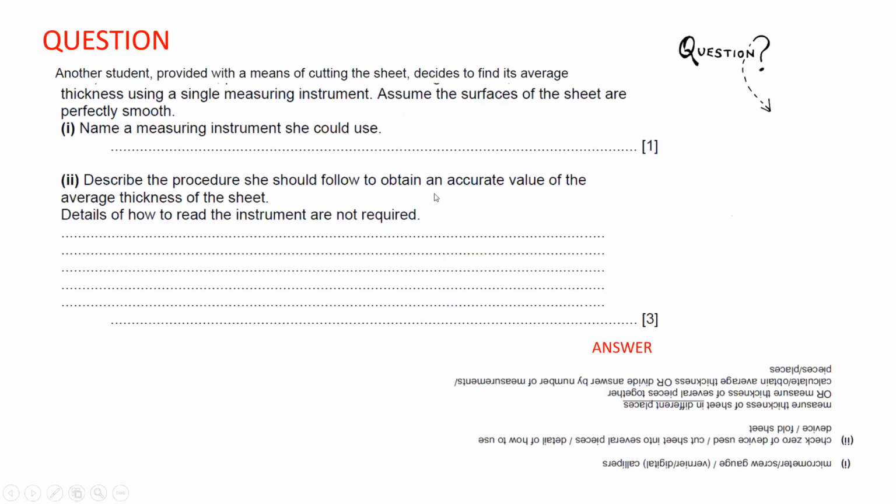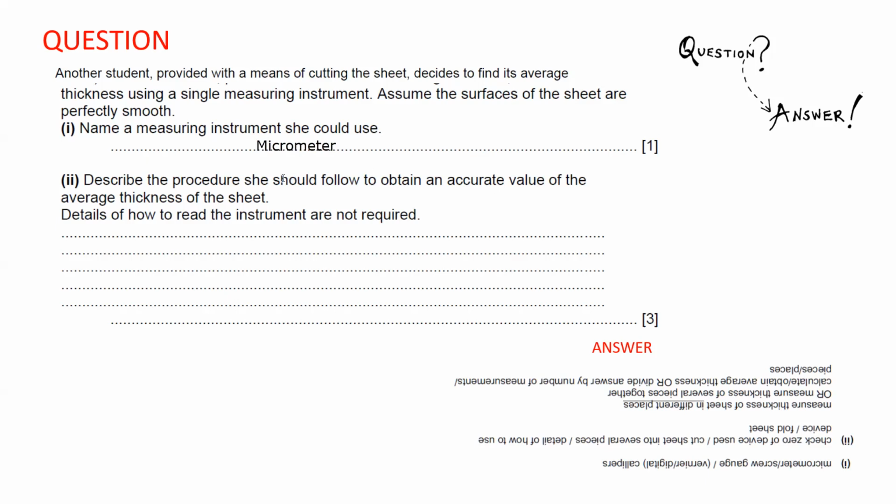Now the structured questions. Another student is provided with a means of cutting sheets and decides to find the average thickness using a single measuring instrument. Assume that the surfaces of the sheets are perfectly smooth. Name a measuring instrument she could use. So what could the student use to measure the thickness of the sheet as accurately as possible? So she can use a micrometer. Yes, the micrometer is the answer.